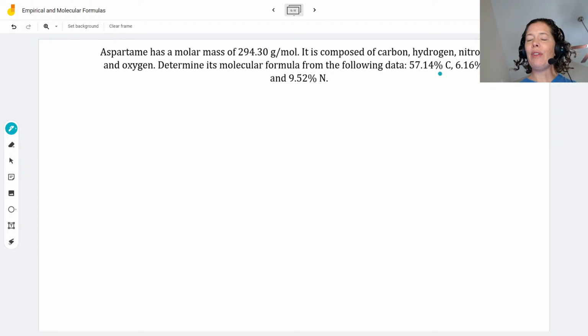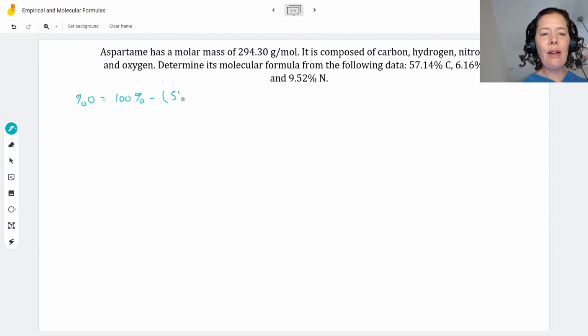Okay, so we have 57.14% carbon, 6.16% hydrogen, and 9.52% nitrogen. Now, as usual, we need to calculate our final percentage, and that is going to be our final percentage for oxygen. All right, so let's go ahead and do that first. So our percent oxygen here is just going to be 100% minus the sum of all of our others.